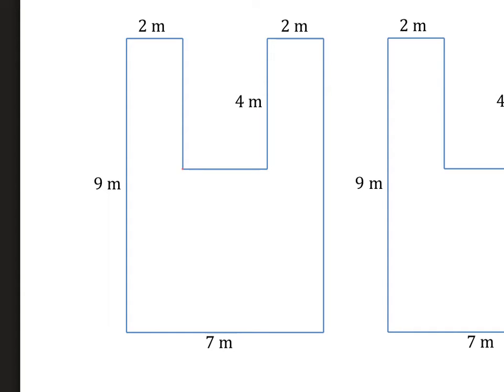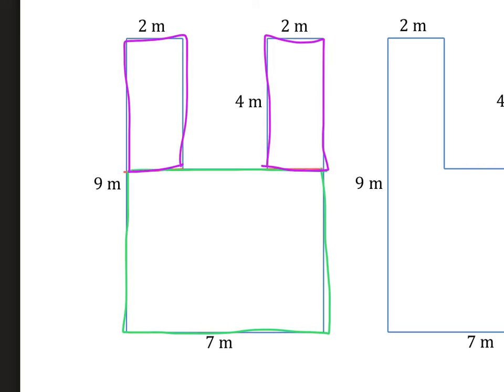So if I were to cut a line here and here, then I've created three rectangles. I have created a rectangle right here, and then I've created two identical rectangles with the top right and the top left. And if I find the area of the three different rectangles and add them, I'll get the total area.